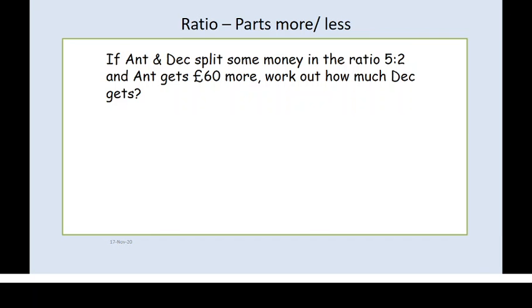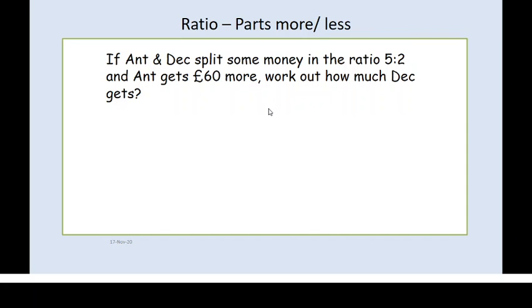Okay, so it says if Ant and Dec split some money in the ratio 5-2, and Ant gets £60 more, work out how much Dec gets. We've looked previously at sharing an amount into a ratio, or working it out when you're given one amount. This one's slightly different because you've got the difference in amount. So we know that Ant gets £60 more than Dec.